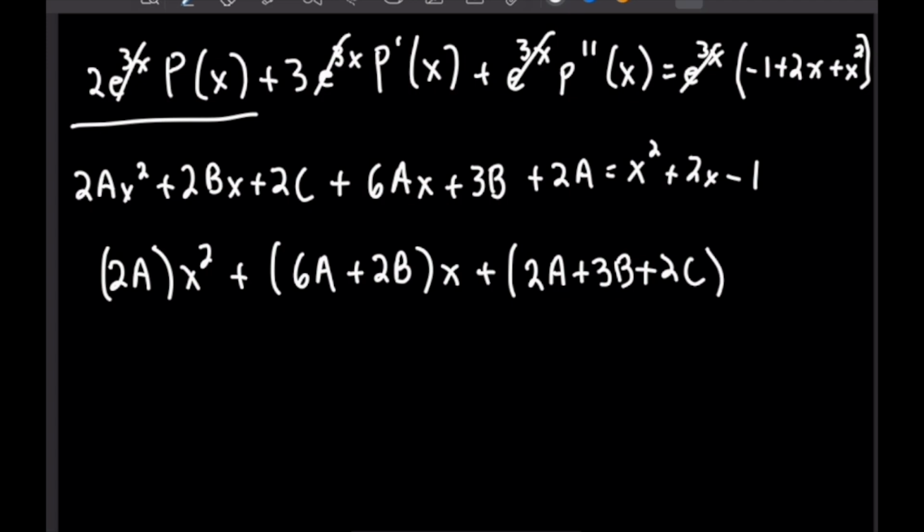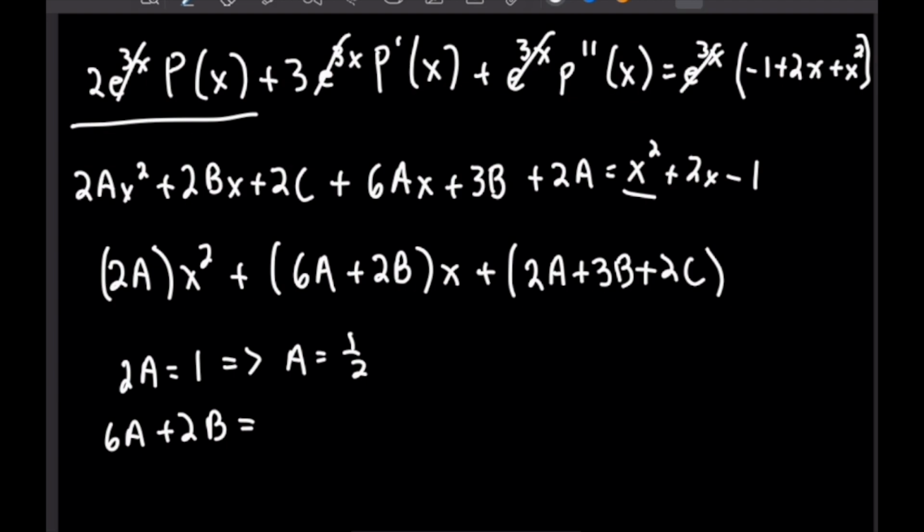So we can set up a bunch of different equations here. So the coefficient of the x squared term here is just 1, so we'll have 2a is equal to 1, which of course implies that a is equal to 1/2. For our second equation, we have 6a plus 2b, and that's going to be equal to the coefficient of our x term, which is just 2. But since we know that a is equal to 1/2, that means that 6a will be equal to 3, which means 2b is equal to -1, which means that our b is equal to -1/2.